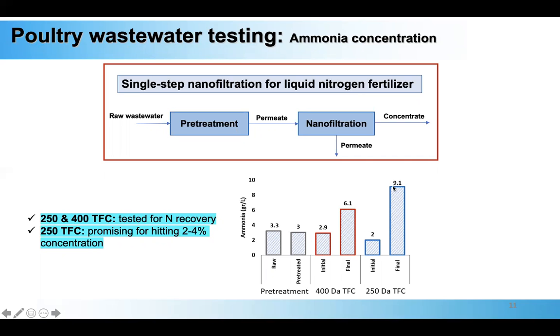It shows that at the final stage, we have a higher concentration factor, a higher concentration of ammonia, with the 250 TFC membrane, since it has more flux and permeation rate besides the good nitrogen removal rate. So it's a promising membrane for hitting 2 to 4% concentration. And we will test it with a larger module to have a higher capacity of wastewater.